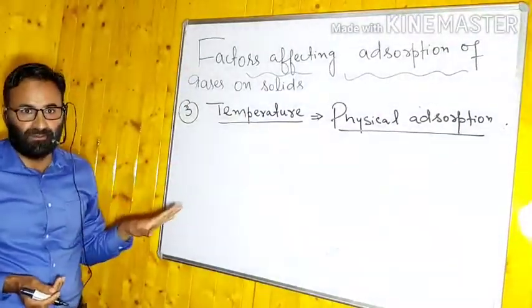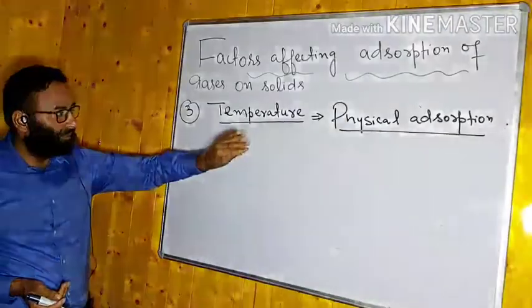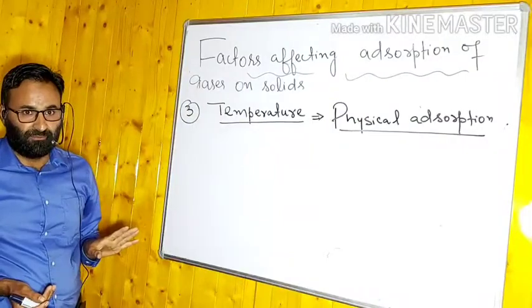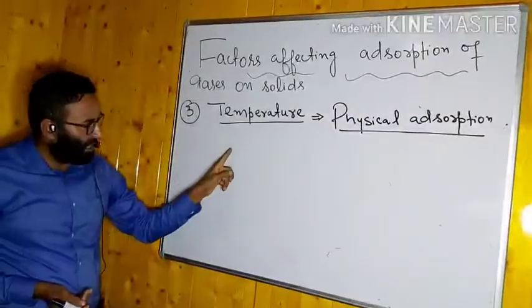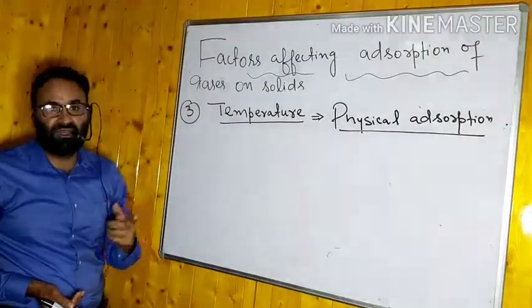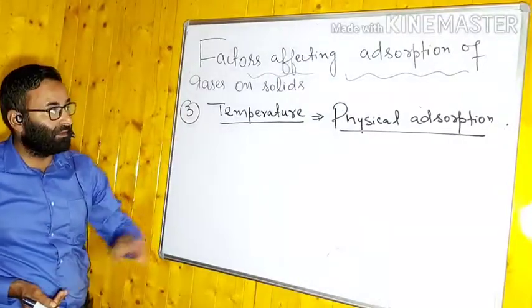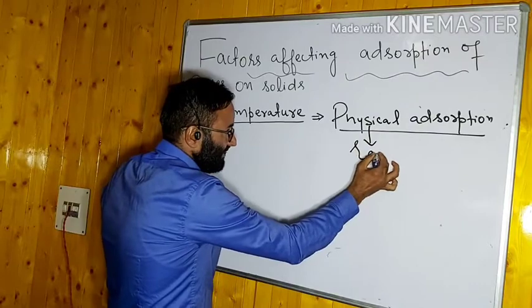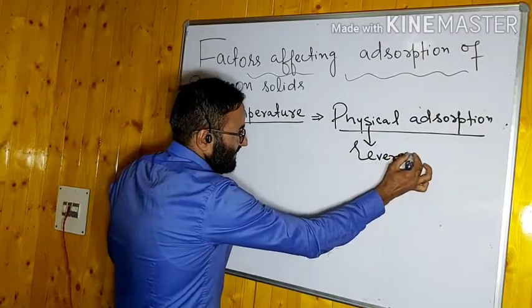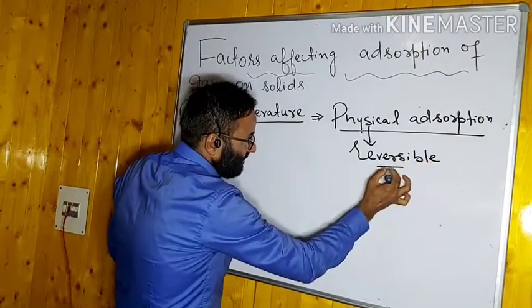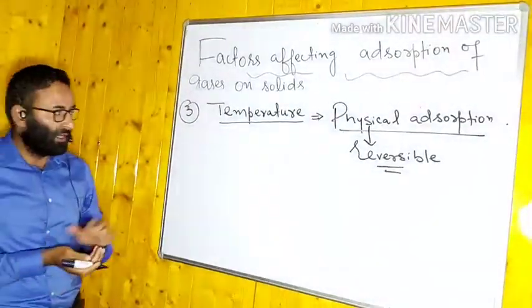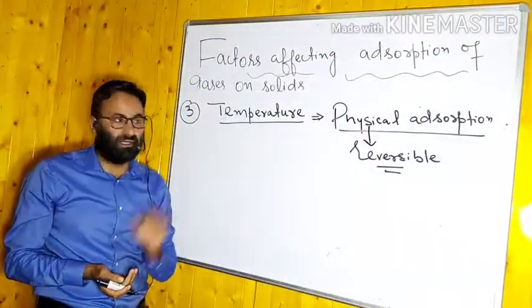It is physical. Remember this point, when there are no chemical bonds between the gas and the solid, it is physical adsorption. And if you apply force, what will happen? The gas will come out, the dust particles will come out. It means that physical adsorption is reversible in nature. When we study physical adsorption separately, you will understand that it is reversible in nature. You can remove the dust particles from the board just by rubbing.